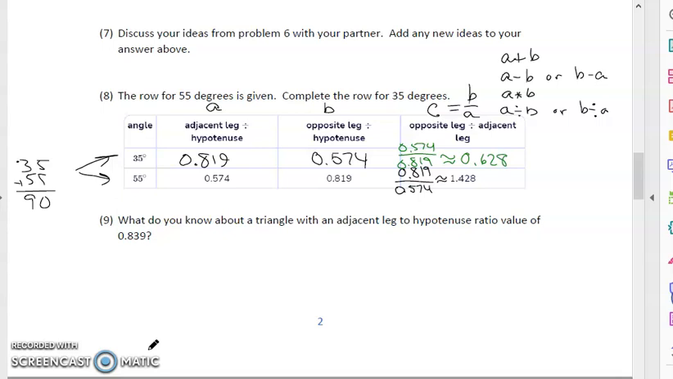Problem 9, they're asking you to make a decision about what kind of triangle is going to give me the 0.839 if I'm using the first column. So let's look at problem number 8. Since 0.839 is a little bit larger than 35 degrees, I'm hoping the answer is going to be somewhere right around between 35 and 50 degrees.